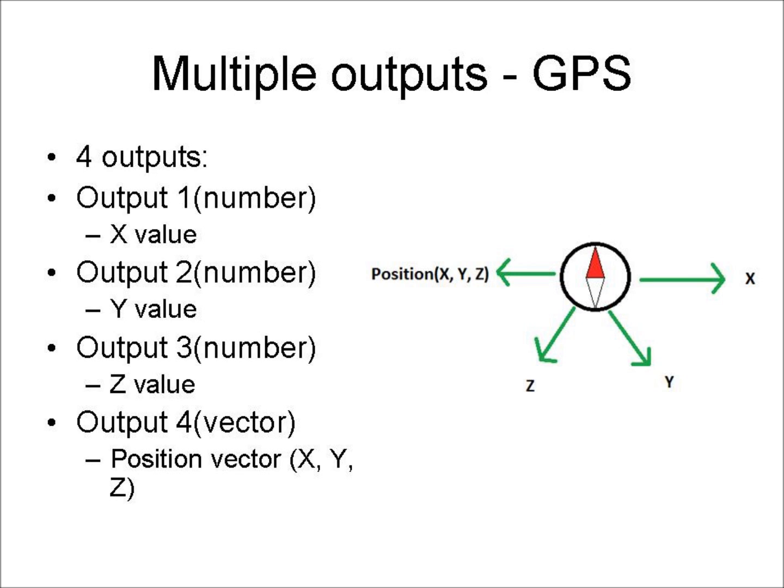An example of an object that gives multiple outputs can be the GPS. The GPS outputs 4 values, 3 numbers and 1 vector. The 3 numbers is the x, y, and z value of the GPS separated, and the vector is all 3 values combined into a position vector. Each of these values can be used an unlimited amount of times.